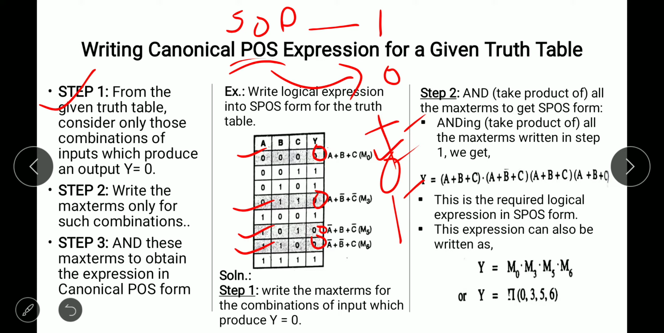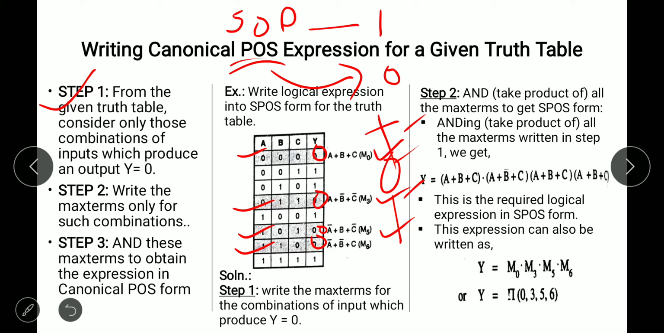Then 0 1 1 gives A plus B bar plus C bar, that is M3. And the third one, 1 0 1 gives A bar plus B plus C bar, that is M5. And 1 1 0 gives A bar plus B bar plus C, that is M6.